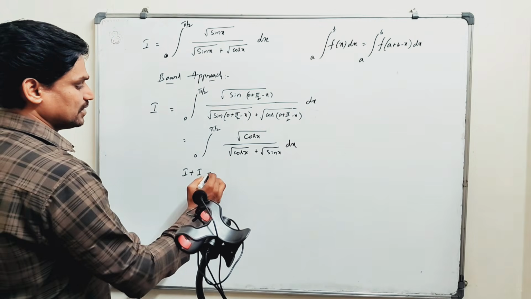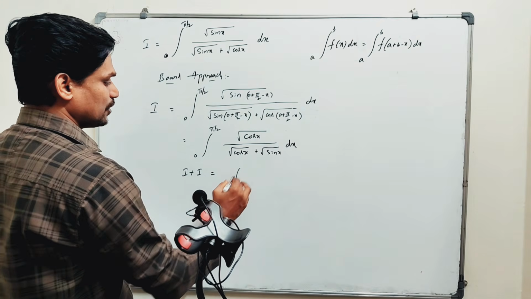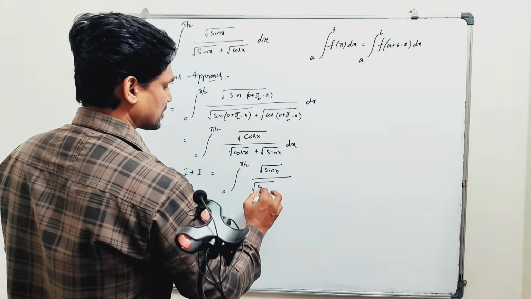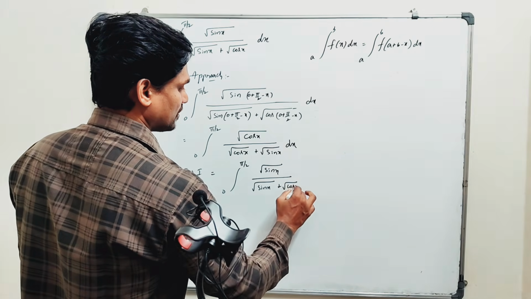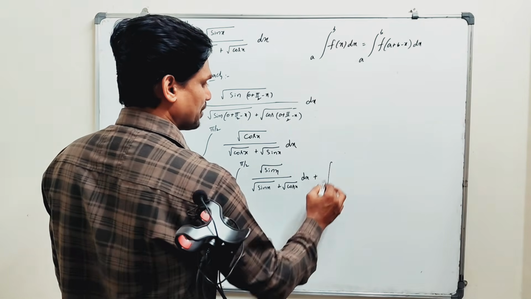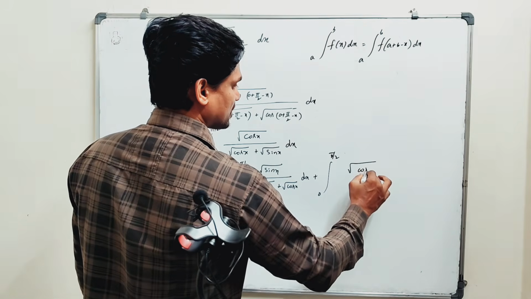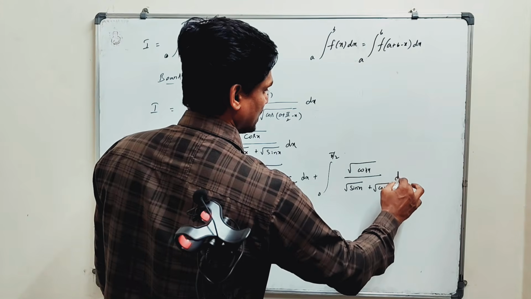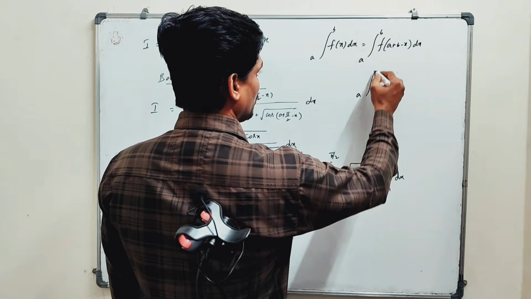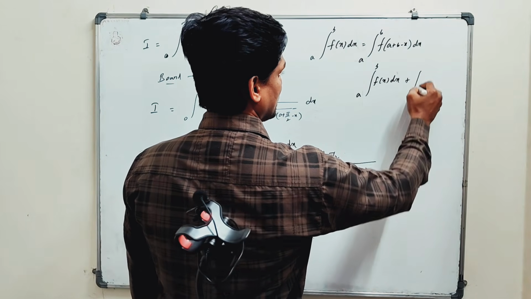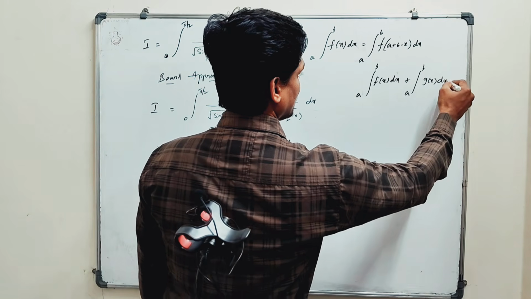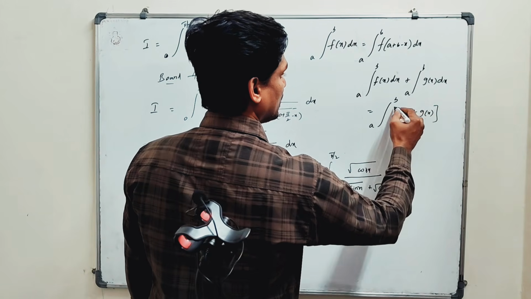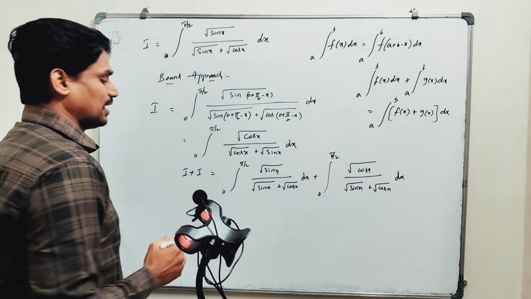So I plus I is equal to integral 0 to pi by 2 root sin x by (root sin x plus root cos x) dx plus integral 0 to pi by 2 root cos x by (root sin x plus root cos x) dx. Like integral a to b f of x dx plus integral a to b g of x dx is nothing but integral a to b of (f of x plus g of x) dx. So I apply this property here.